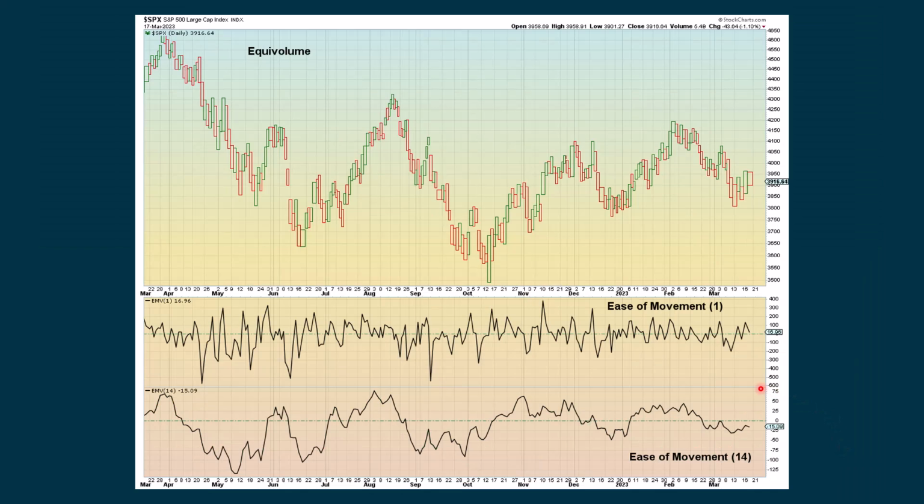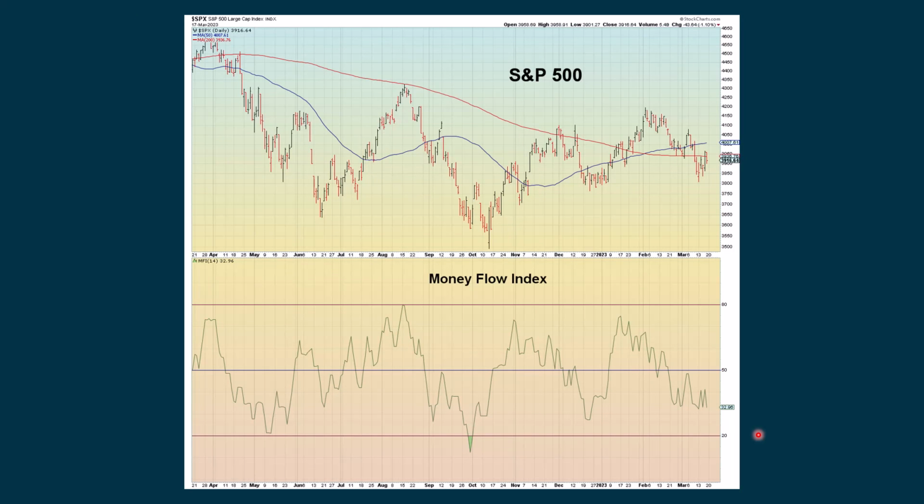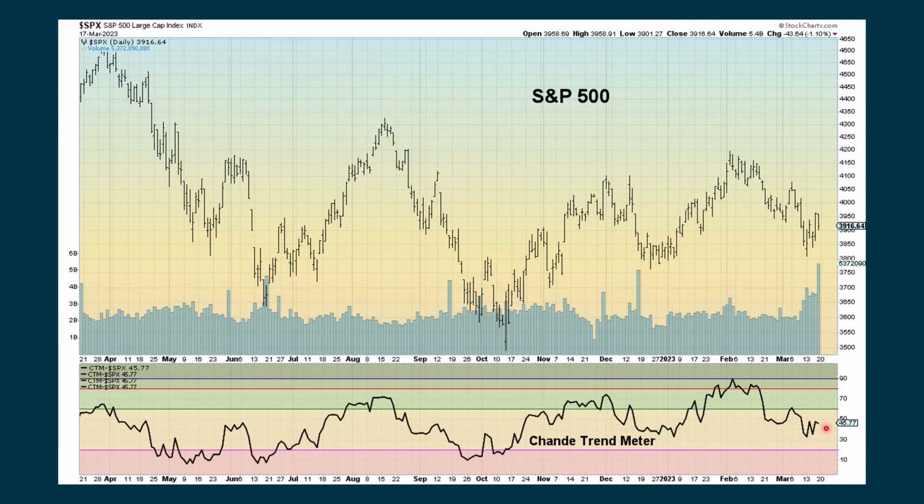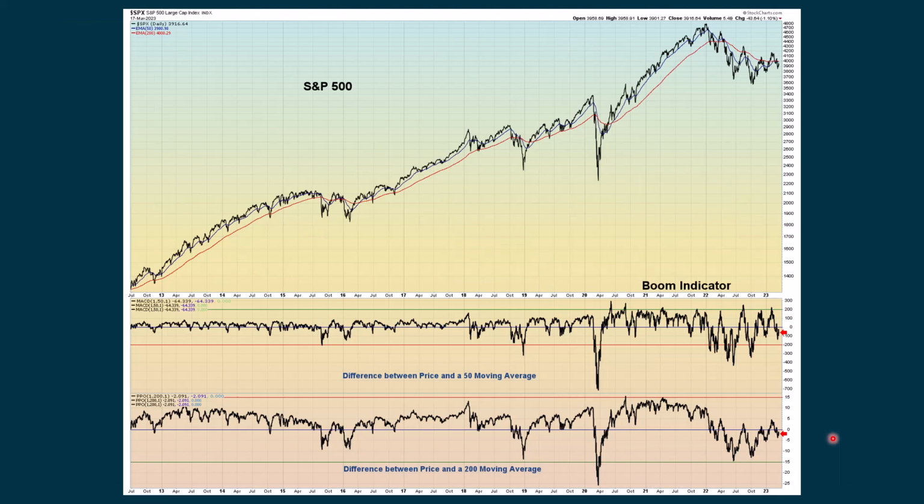The ease of movement goes back just one period. I look at the one on the bottom, going back 14 periods, showing that we're below zero and declining slightly, so that is negative. The money flow index is below 50 and declining, negative. The Sean trend meter is also declining. The boom indicator is below zero with the 50-period moving average as well as the 200-period moving average. So this chart is negative.